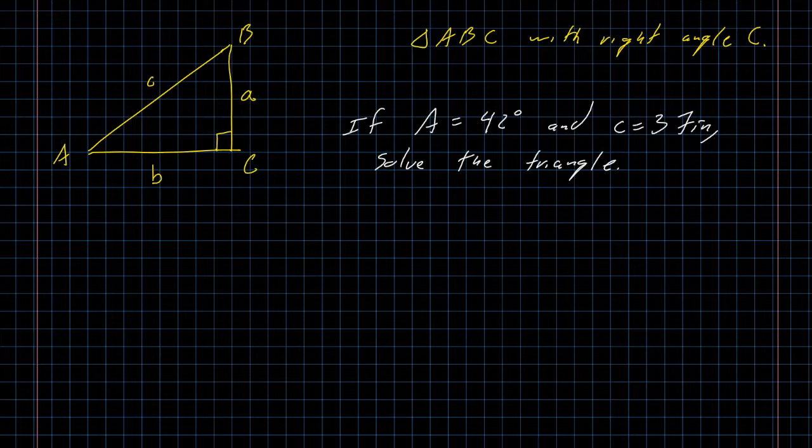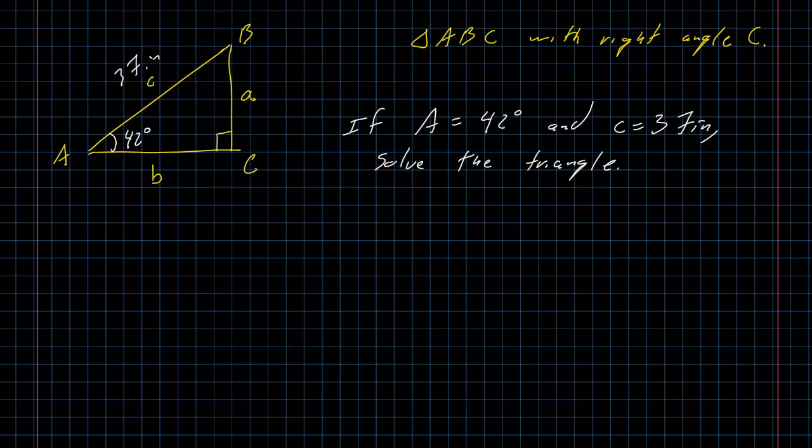All right, so given triangle ABC with right angle C, if A is 42 degrees and C is 37 inches, we want to solve the triangle. All right, since we know we have triangle ABC with right angle C, we can draw this picture. We can mark in the things we know, and we can go from there.